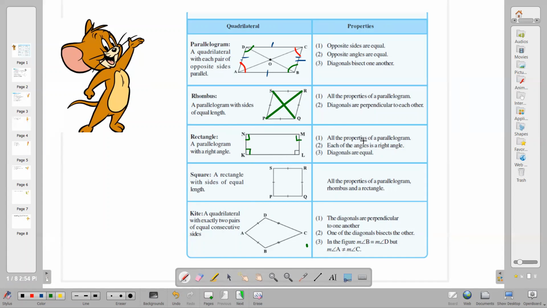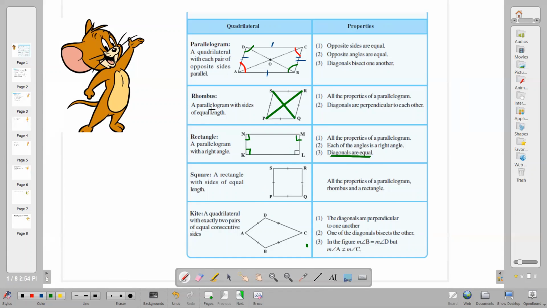For a rectangle, each of the angles is a right angle, and diagonals are equal in length. That is the important one. Diagonals are equal in length. Now, next square. All the properties of parallelogram, rhombus, and a rectangle. Simple.